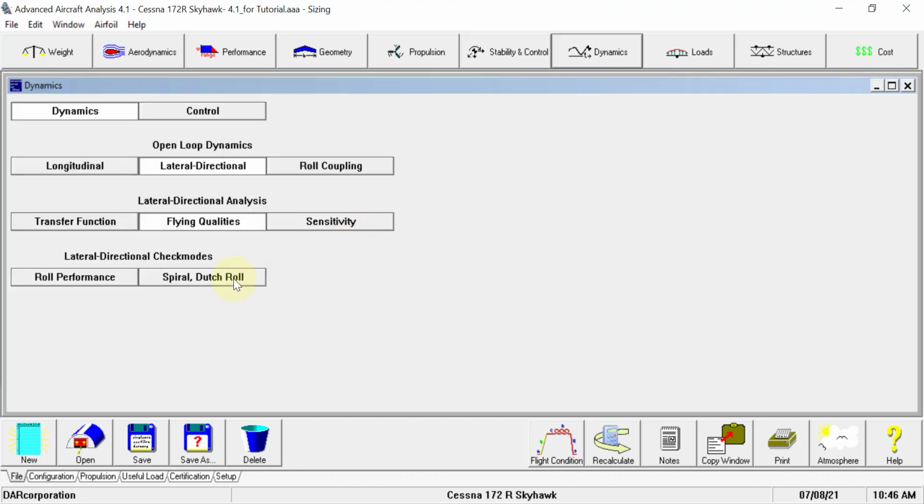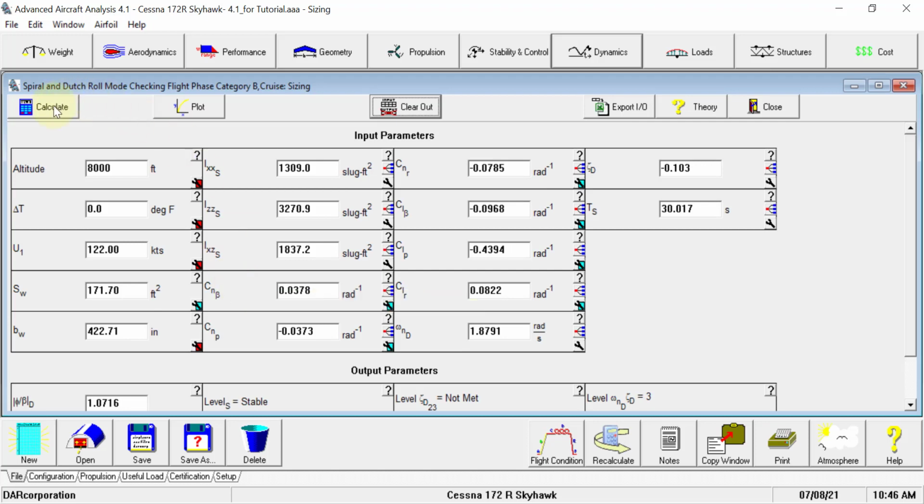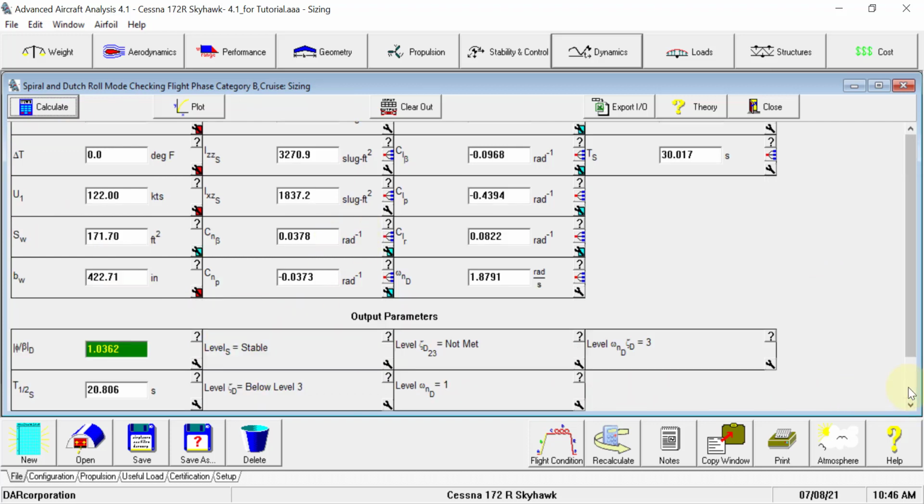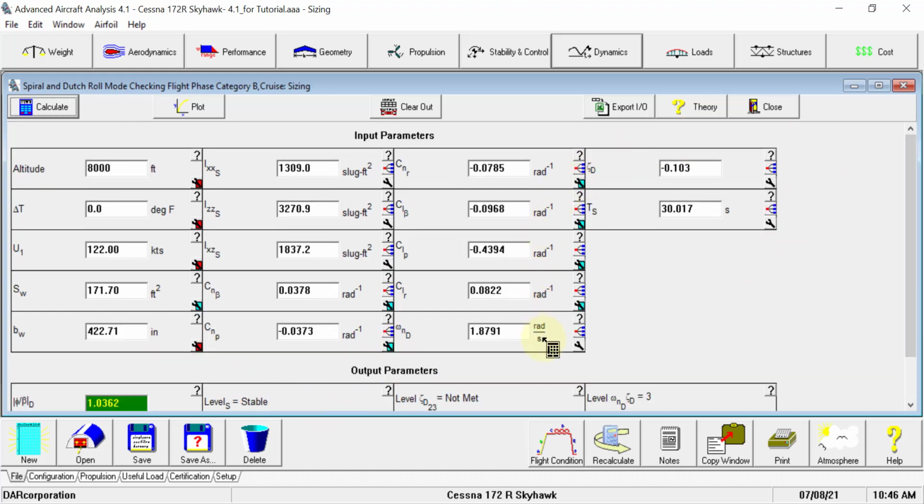Next is the spiral Dutch roll. And here, if we hit calculate, you can see that using the inputs, we actually have level 3, but also requirements that are not met and requirements that are below level 3. So using the theory, you can find reasons why this is below criteria. So one thing I observed already is that the Dutch roll mode damping ratio is negative. So how can we fix that?